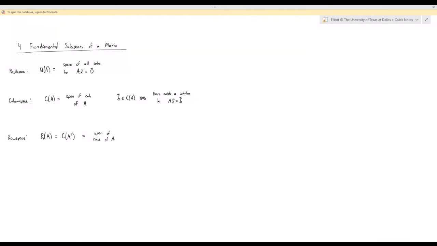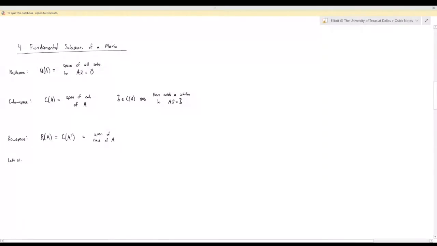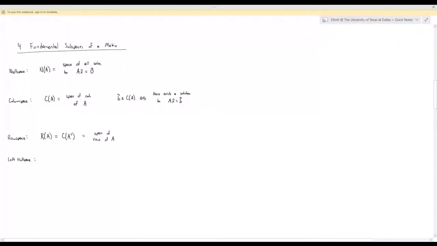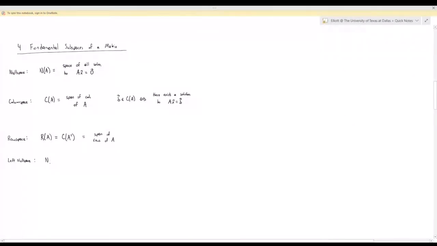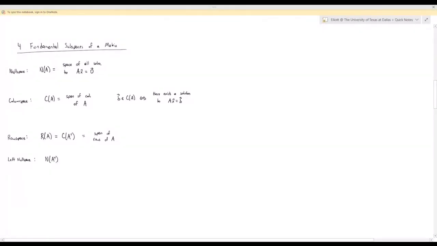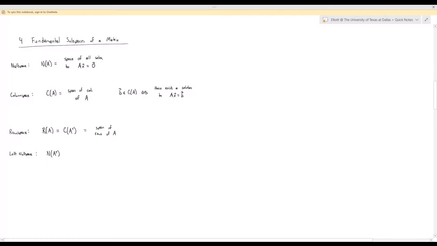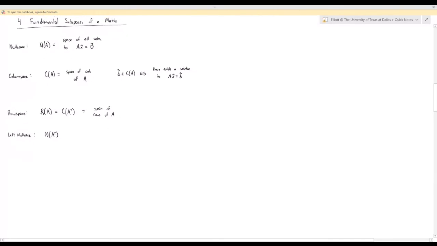And then the last of the 4 fundamental subspaces is what we call the left null space of A. But it's really the null space of A transpose. All right. So then we have the null space and the column space of A, and then the row space, which is the column space of A transpose, and also the null space of A transpose. These are what we refer to as the 4 fundamental subspaces of the matrix A.